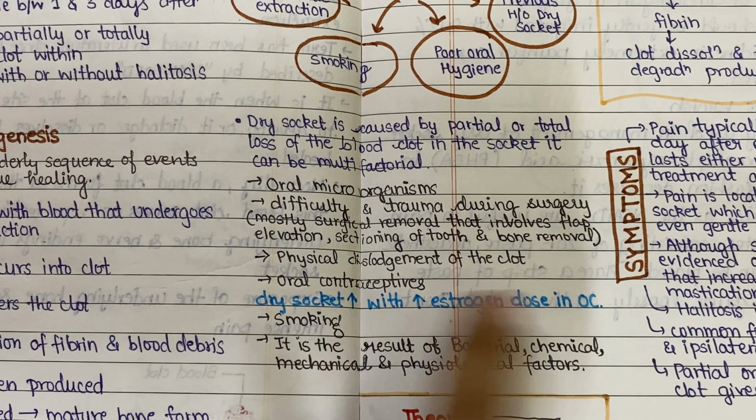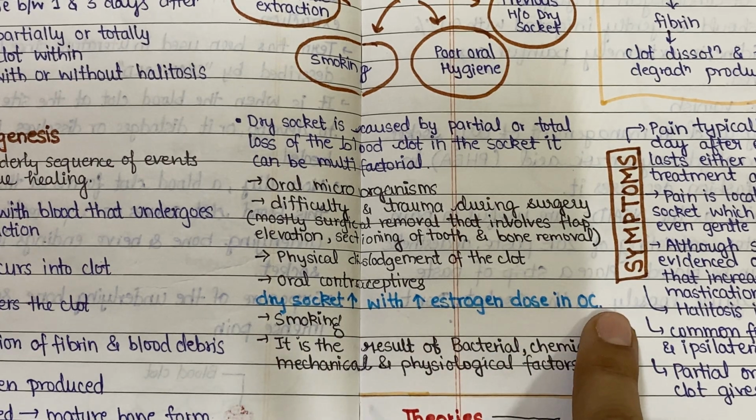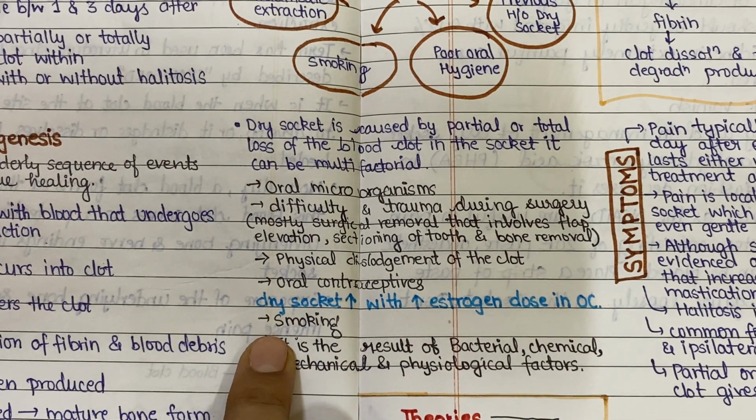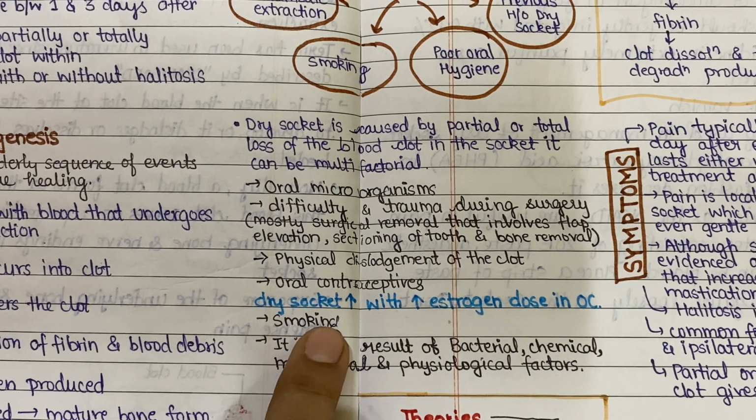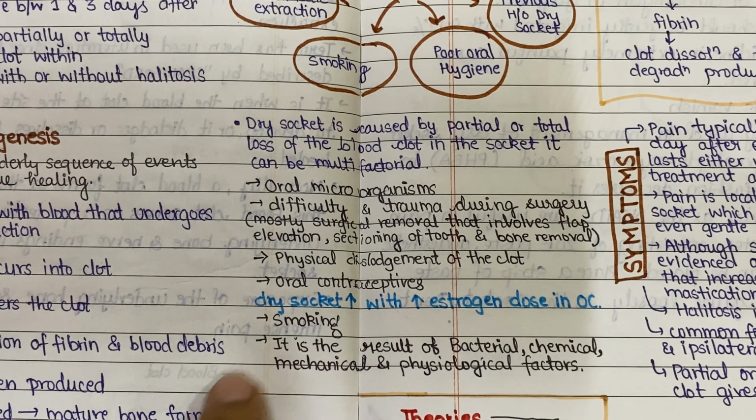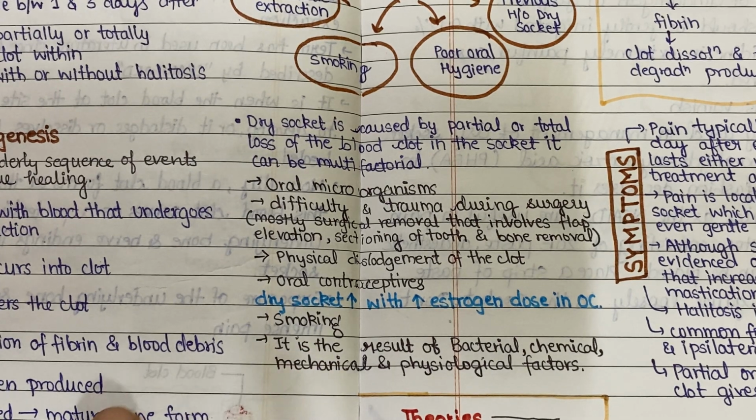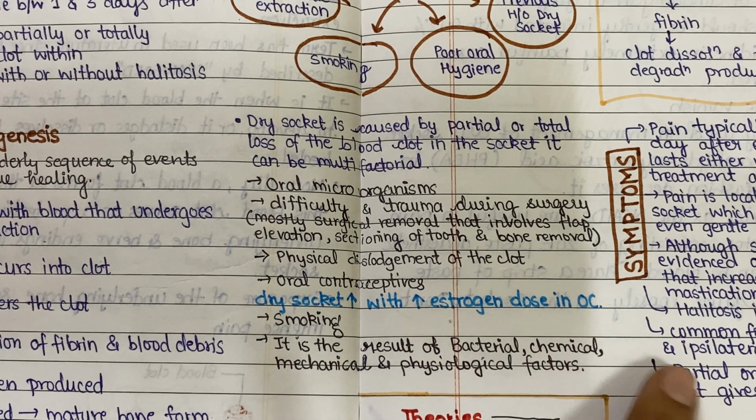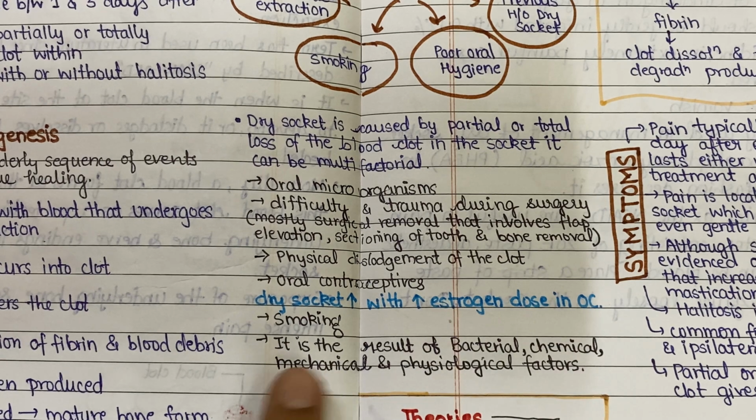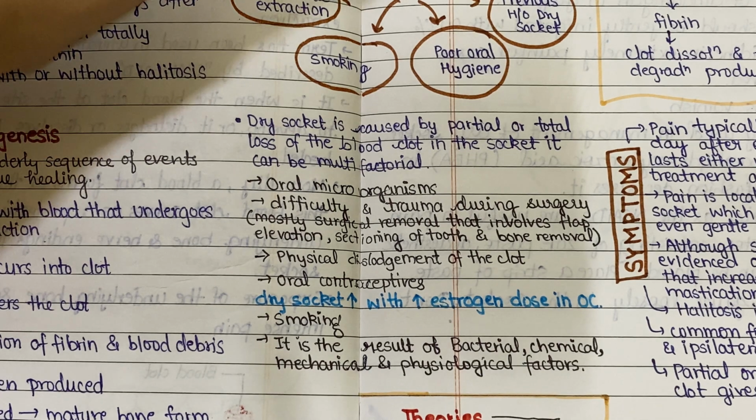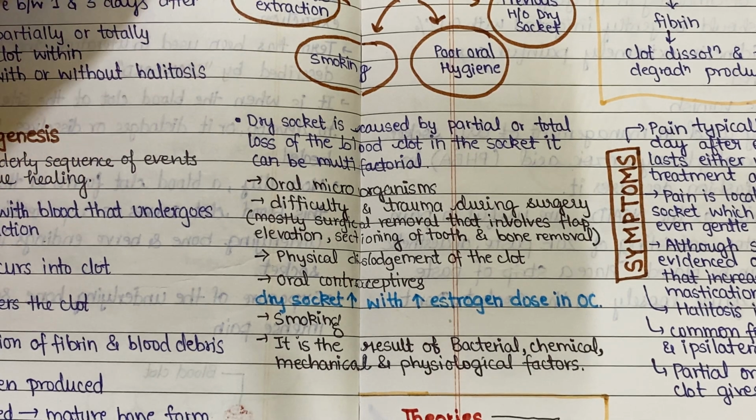Then basically it is the result of bacterial, chemical, mechanical and physiological factors. This is the etiological classification, and you can write all of this in your exams too. Pre-existing infection such as pericoronitis; mechanical factors such as sucking through a straw, aggressive rinsing, spitting, or dragging on a cigarette; and physiological factors such as hormones. All these are etiological factors for dry socket. Also, age less than 25, infection by Treponema pallidum, traumatic extraction, smoking, poor oral hygiene, and a previous history of dry socket can lead to the etiology of dry socket.